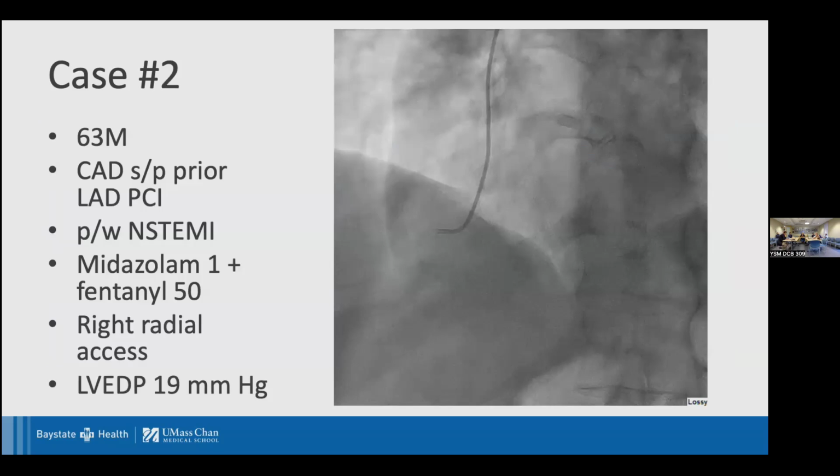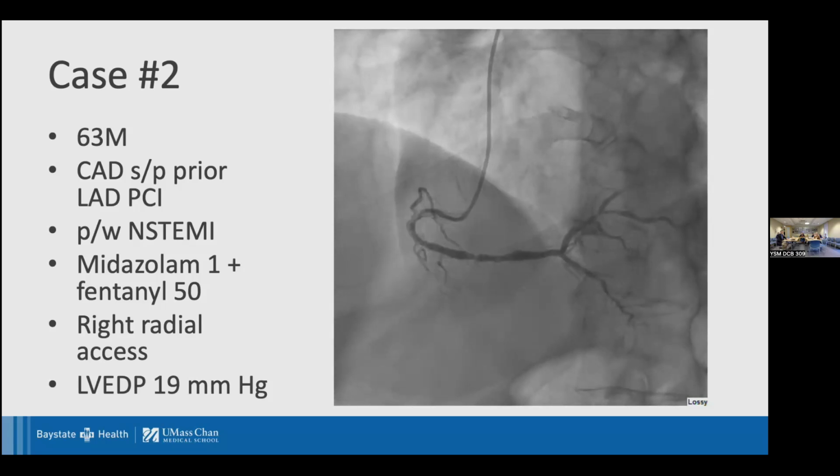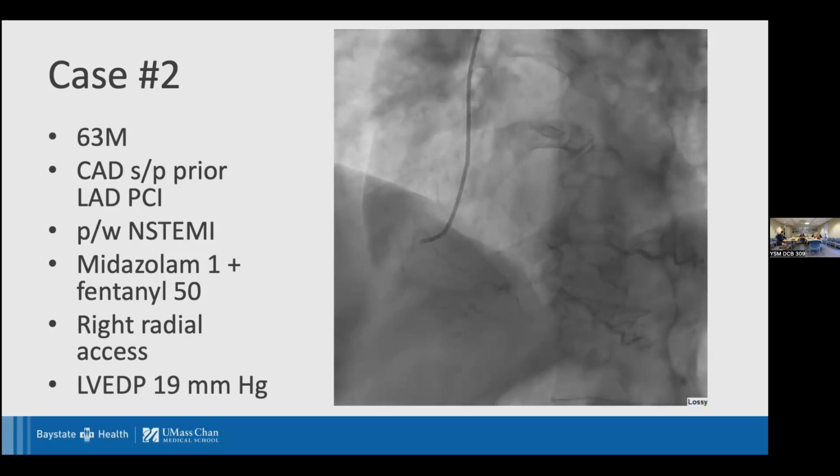Okay. There's another coronary case. This is a 63-year-old male, has coronary disease, prior LAD PCI, presents with an NSTEMI, comes to the cath lab. You give him midazolam 1 milligram, fentanyl 50 micrograms, obtain right radial access, measure his LVEDP, and it is 19 millimeters of mercury. Yeah. Here's his right coronary. Let it play.